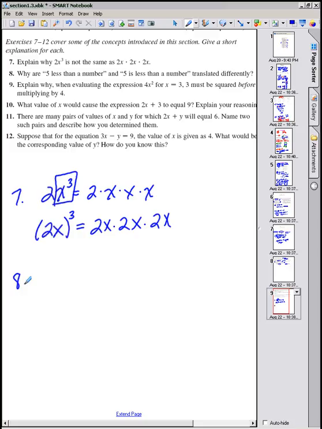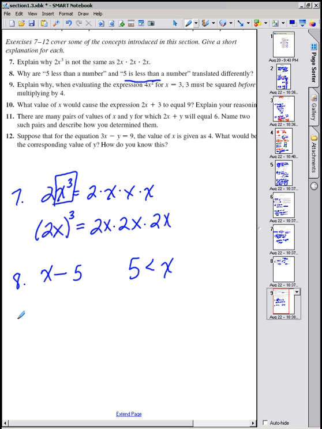Number 8, 5 less than a number and 5 is less than a number are translated differently. Okay. 5 less than a number means we start with a number and take away 5, that would be x minus 5. But 5 is less than a number talks about one of those inequalities from the previous section. 5 is less than a number. 5 is less than x.